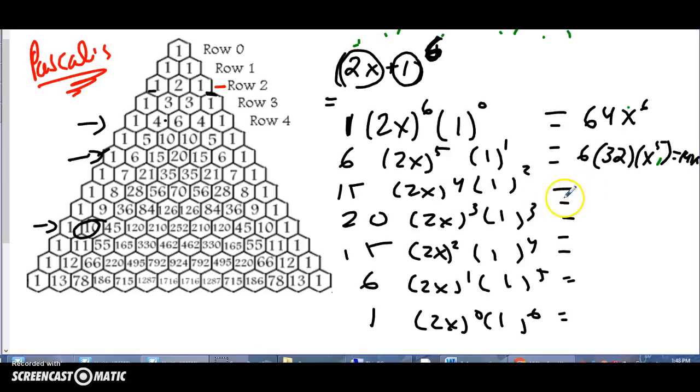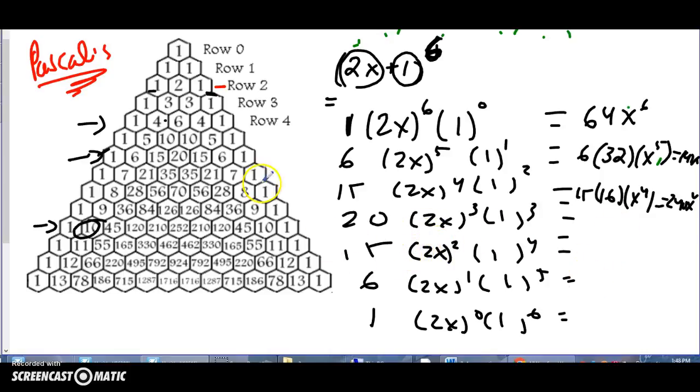Okay, this here is going to be 15 times 2 to the 4, which is 16, x to the 4. And then I go 15 times 16 is what, 240? So that's 240 x to the 4. And you keep going, expanding all the way through.